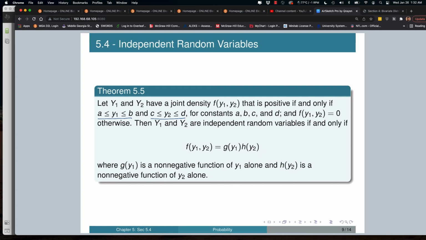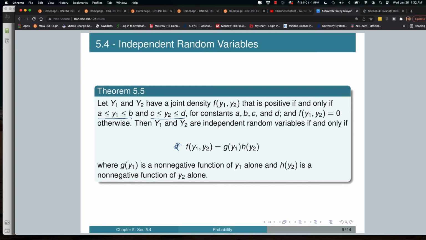Then for any constants a, b, c, and d, and then you have the function equals 0 otherwise, then y sub 1 and y sub 2 are independent random variables if and only if this is true: f of y sub 1 and y sub 2 equals a function g of y sub 1 times a function h of y sub 2. So basically you can separate your original function into two different functions themselves that multiply together.